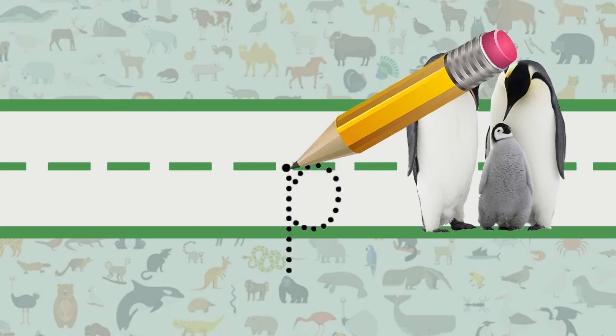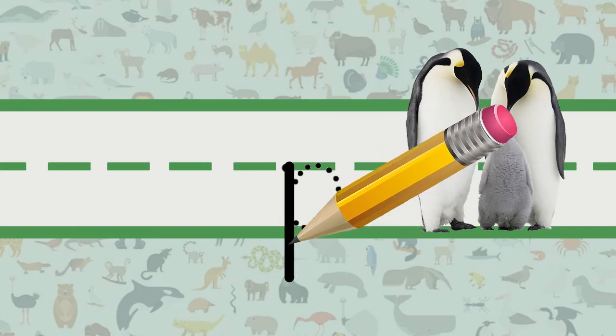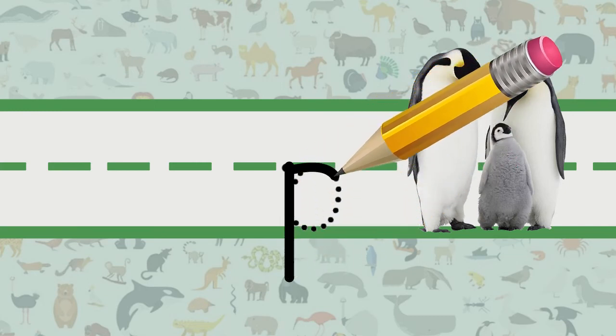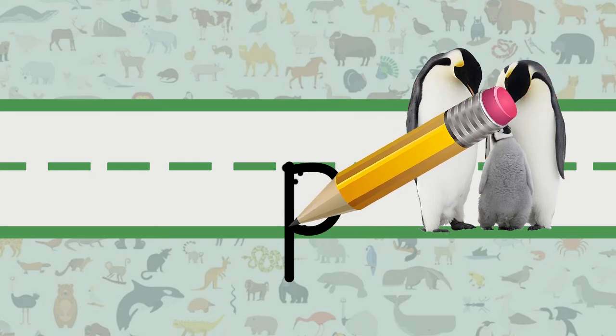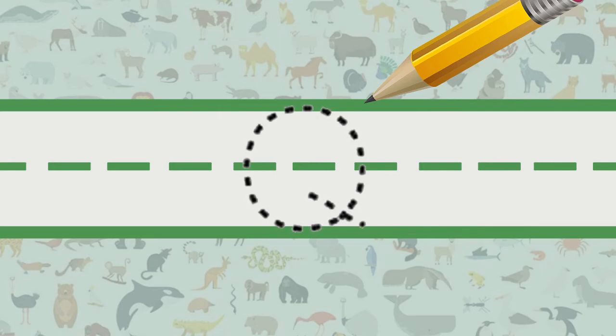Start at the middle and draw a straight line down below the bottom. Then go back to the middle and draw a curved line down to the bottom. Good job. Now let's write the letter Q.